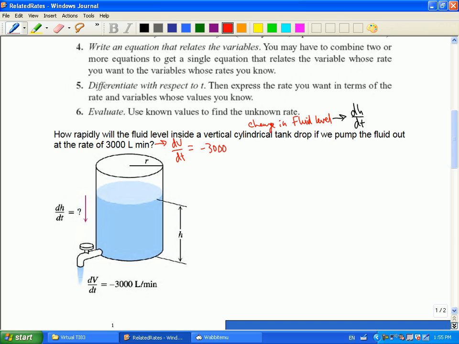Okay. Now, here's the question. How do I relate? I need some things like the height. I need the volume. And it's a cylindrical tank. Oops, that should have been a comma. I'm going to need a radius as well. So how do I connect these things together?